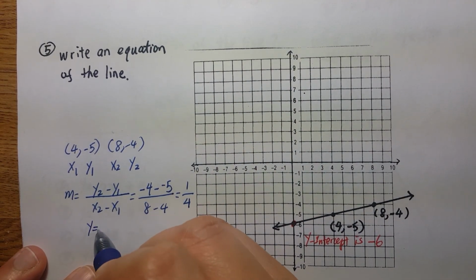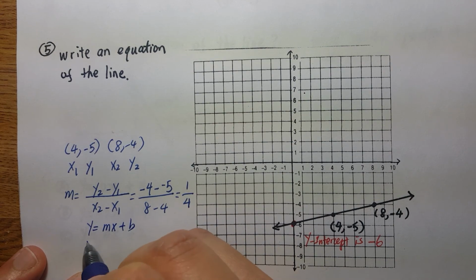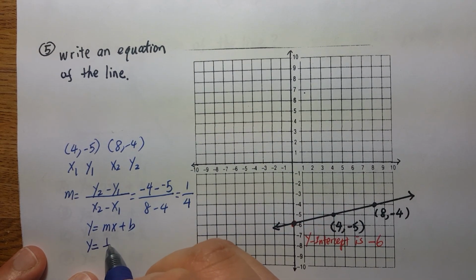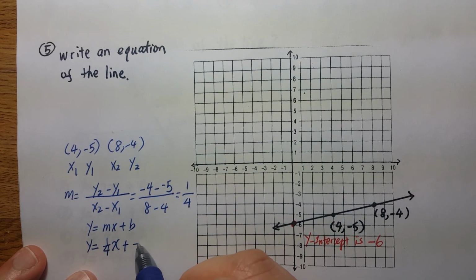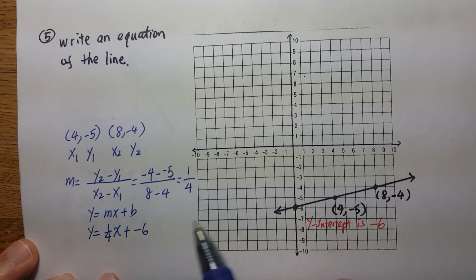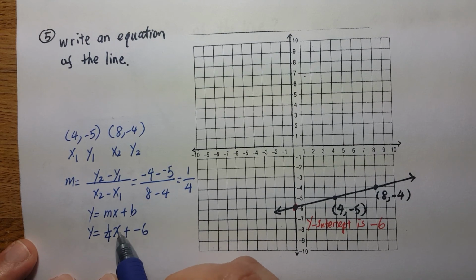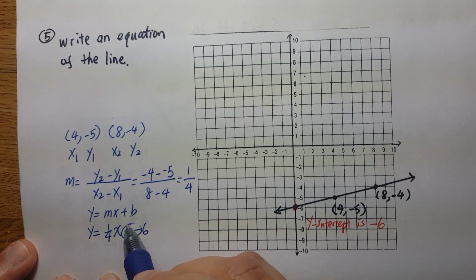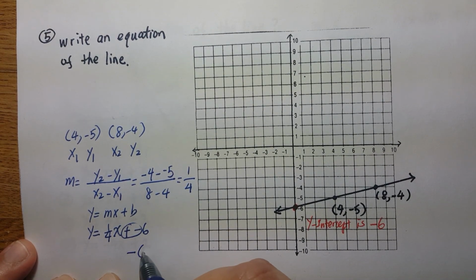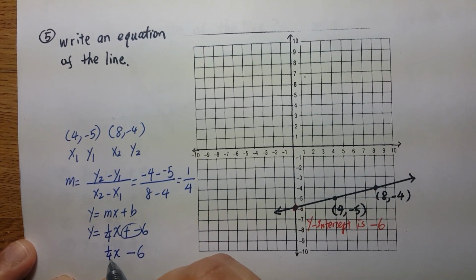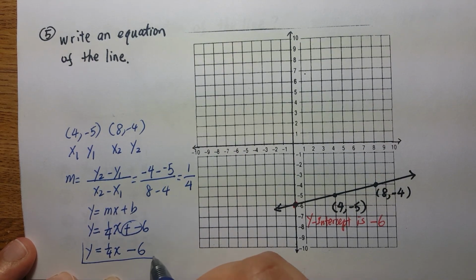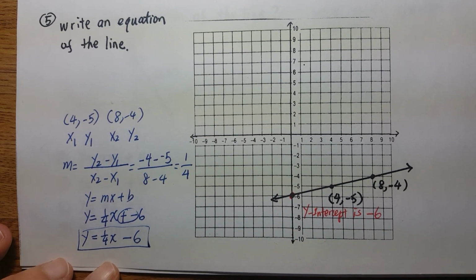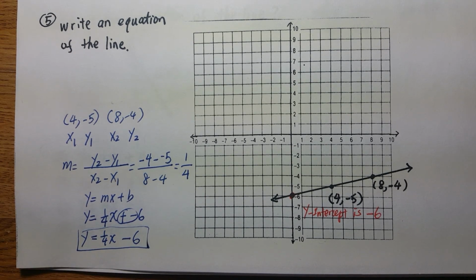So now y equals mx plus b. y stays the same. m is 1/4 times x, and plus b, which is -6, plus -6. Now we say that when you have two signs together, we have to make them into one. A plus and a minus together become minus. So now the final answer is y equals 1/4 times x minus 6. So this is the equation of the line. So we finished question number 5.